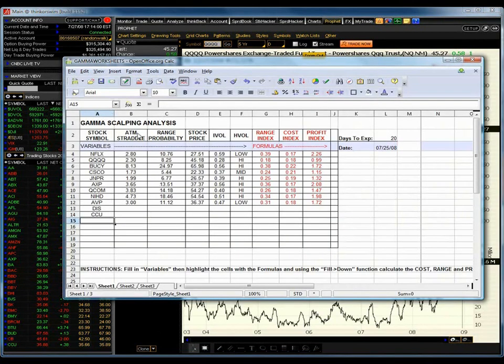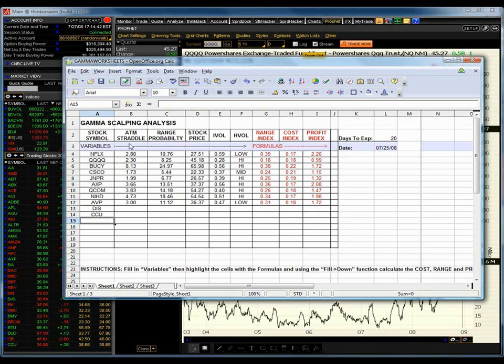So let's talk a little bit about this analysis worksheet, and then we'll go directly into inputting some additional issues so you can see exactly how these are calculated. Basically what we do is we take the at-the-money straddle, the range of probability, the stock price, the implied volatility, historical volatility, and then we get what I call the range index, a cost index, and a profit index. All things being equal, we want the range in which the stock will move as high as possible. And you can see the Netflix range is 10.76, which is a little bit on the high level compared to the other issues that we're looking at.